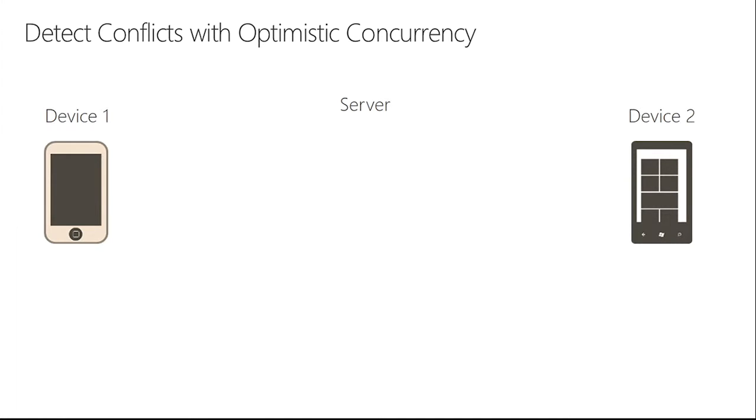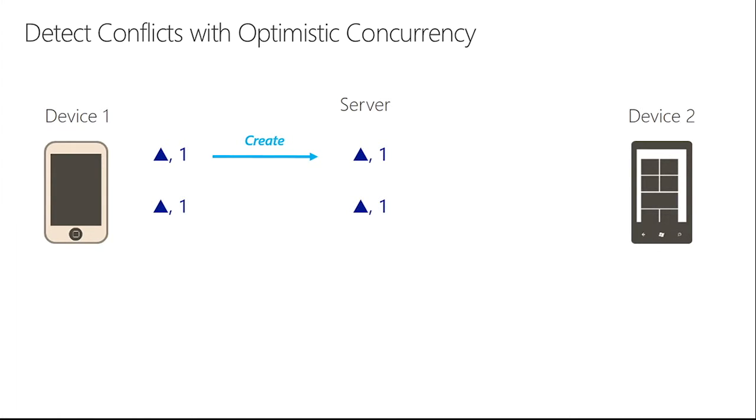The idea here is that we've got a service in the middle, and a couple of devices. Device 1 creates an item, which we'll call 1, and happens to be a triangle, and that creates that, and it's stored up in the cloud.